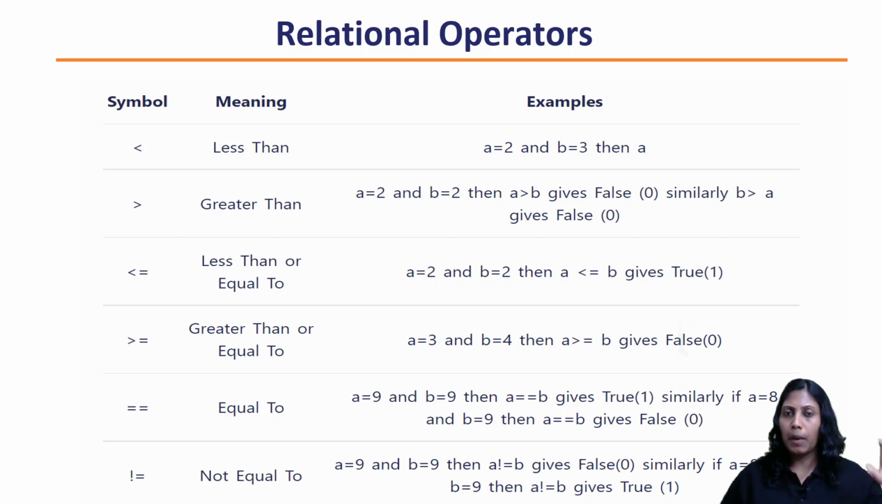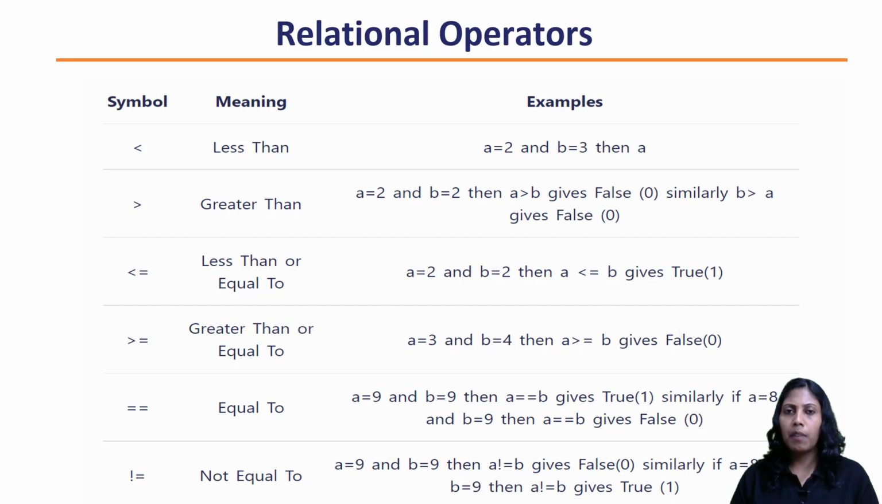You get the remainder using modulo division, and then I check whether the remainder is equal to 0. If that condition is true, it is an even number, else it's an odd number. Here is one example: a equal to 9, b equal to 9. Then a == b will give a true or false kind of answer.